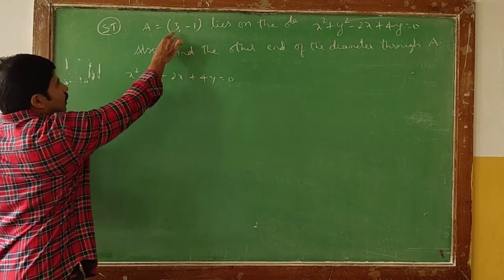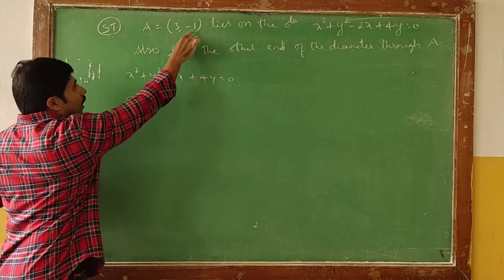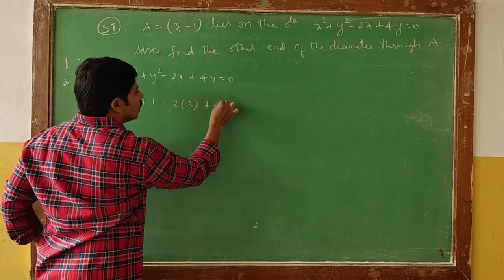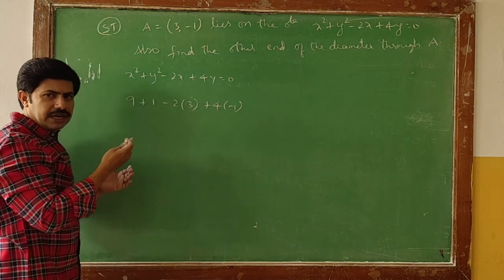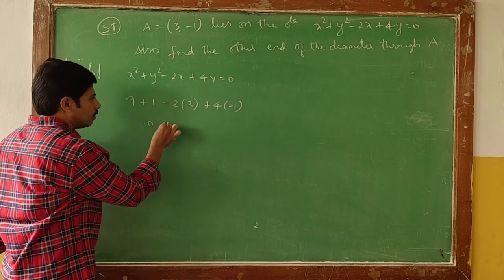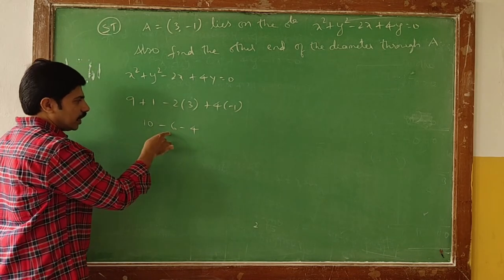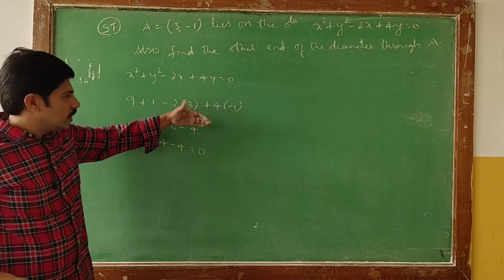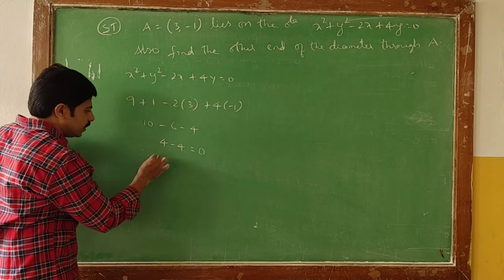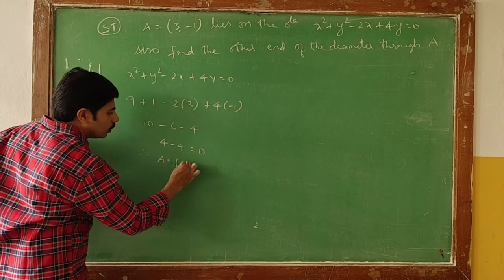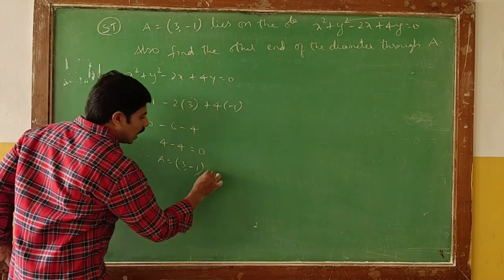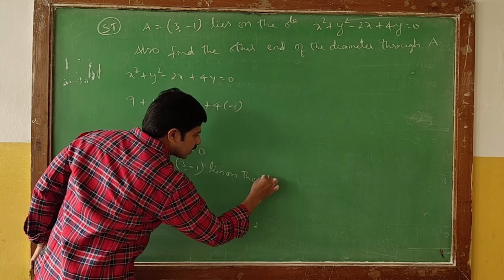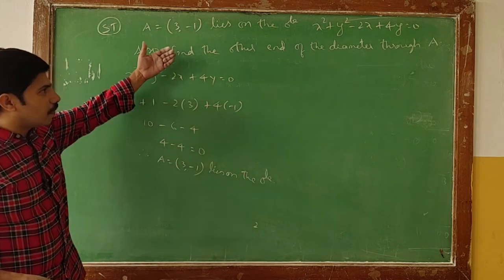So, we substitute. 3 squared, 9. Minus 1 squared, 1. Minus 2 into 3 plus 4 into minus 1. We should get the result as 0. So, 9 plus 1, 10. Minus 6, minus 4. 10 minus 6, 4. 4 minus 4 is 0. So, clearly, we got RHS. Therefore, we say A is equal to 3 comma minus 1 lies on the circle. So, we proved that the point lies on the circle.